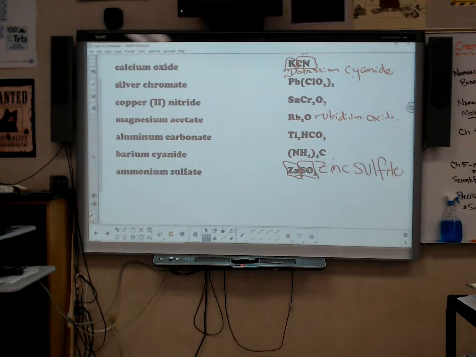Write the formula for the first one. Symbol, charge, cross them down. That's our cheer that we do in chemistry. Symbol, charge, cross them down. Even if it's polyatomic, it's still the same idea. Symbol, charge, cross them down.